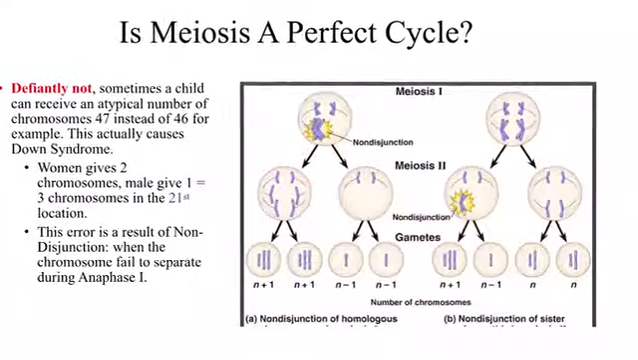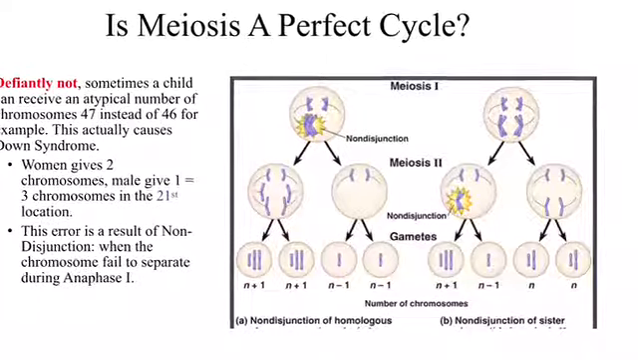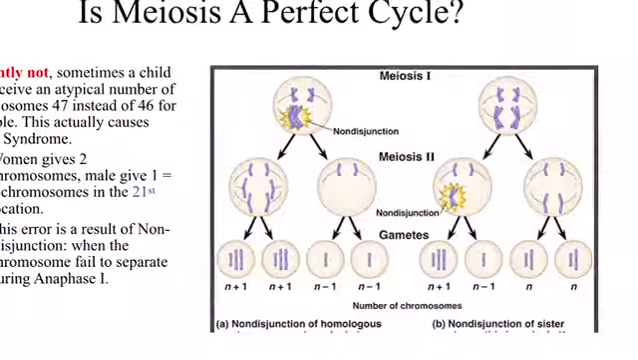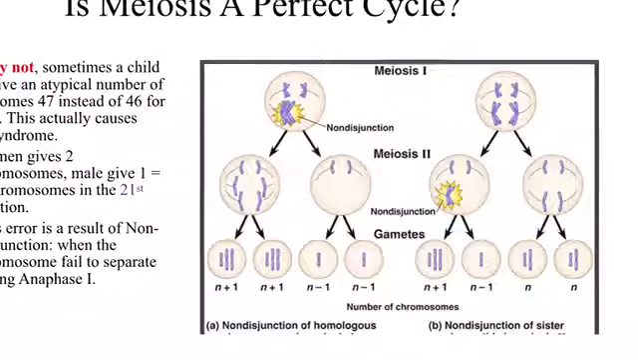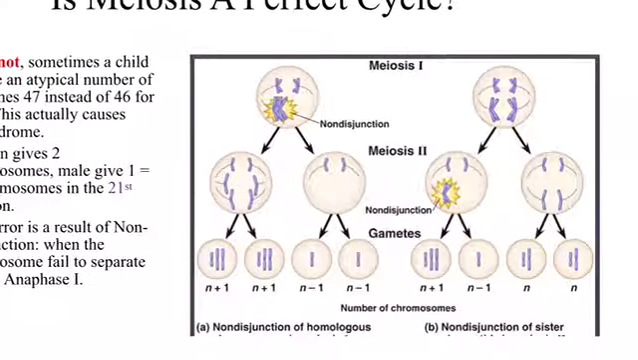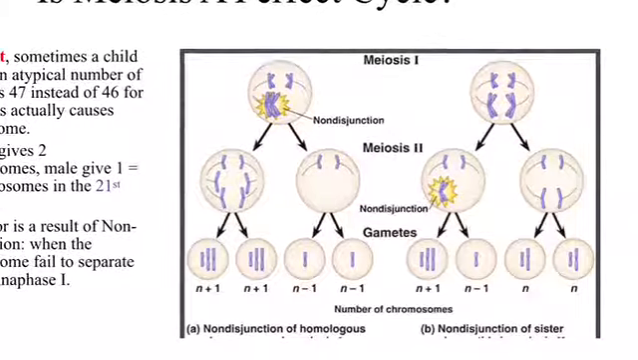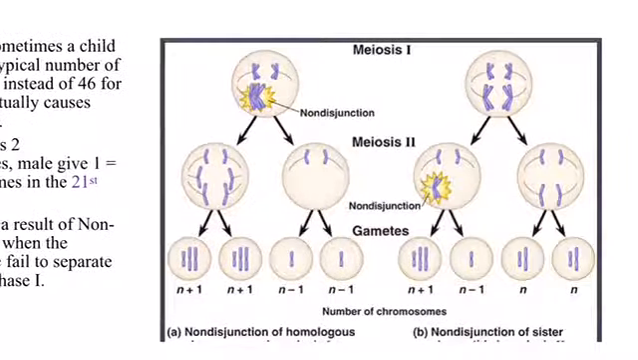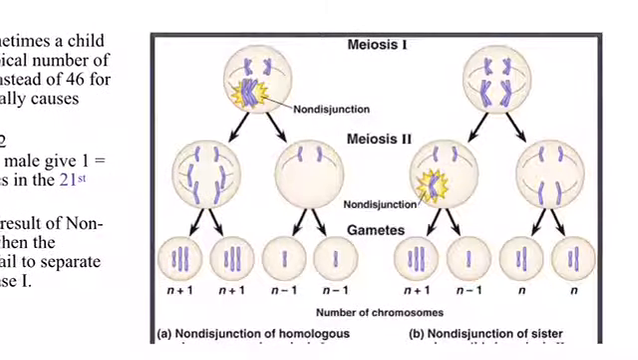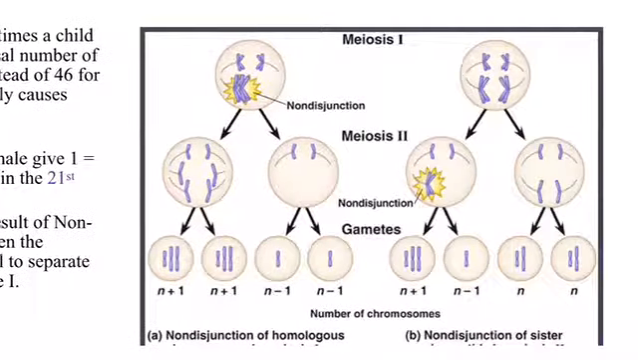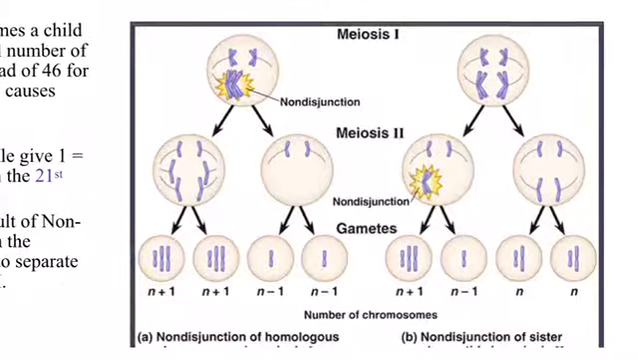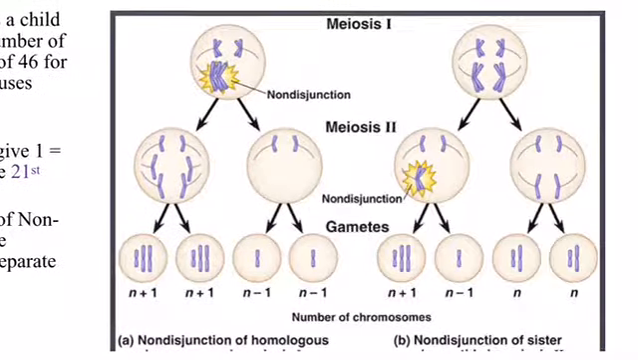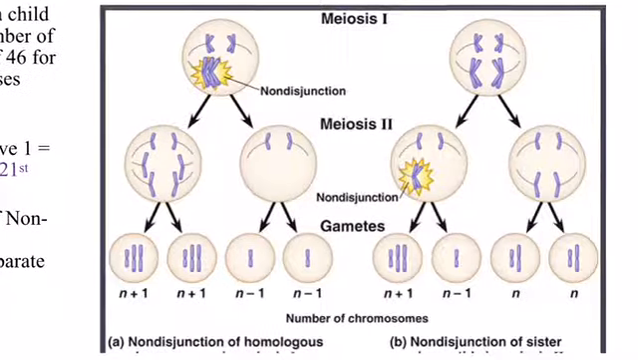So, is meiosis a perfect cycle? What do you guys think? I think definitely not. Sometimes a child can receive an atypical number of chromosomes, 47 instead of 46, for example. And this actually causes Down syndrome. It's when a woman gives 2 chromosomes and a male gives 1, a total of 3 chromosomes on the 21st locus. So this is also referred to as trisomy 21. This results because of non-disjunction, when the chromosomes fail to separate during anaphase 1.